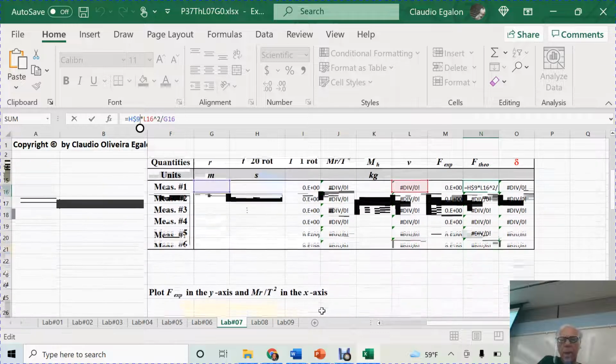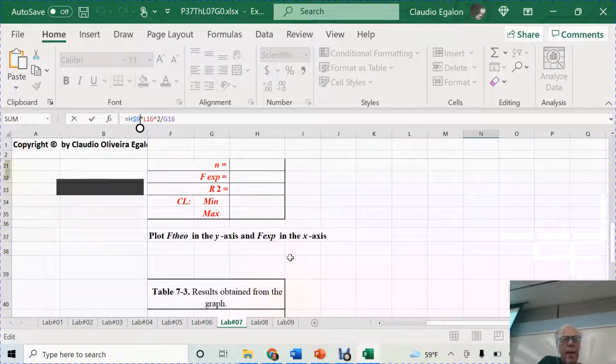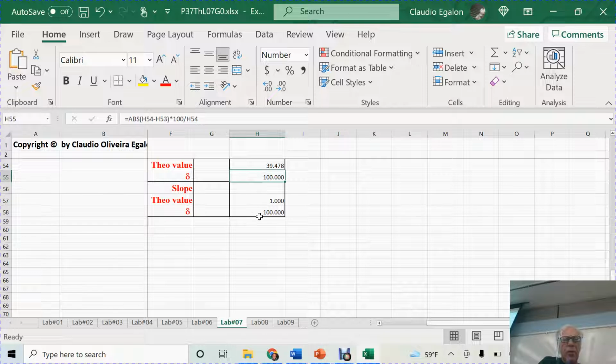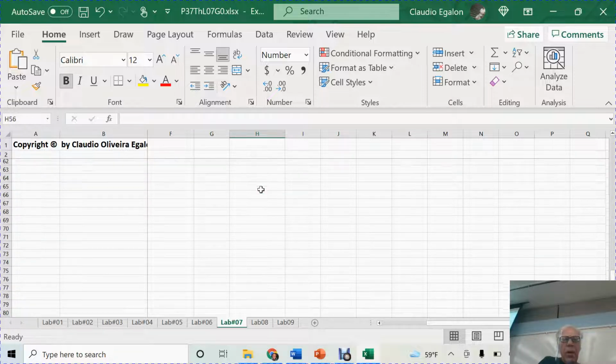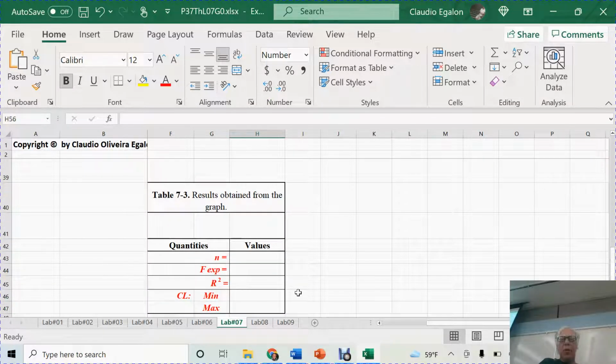So plot that. What should you get? You should get a slope equal to 1, or close to 1, right? Not equal, but close to 1. And that's what you log here. And that's what I'm going to look for. I'm going to look for the percentage difference. Log the slope of the second graph here. And if you have a good percentage difference, you're good to go. Any questions about that?